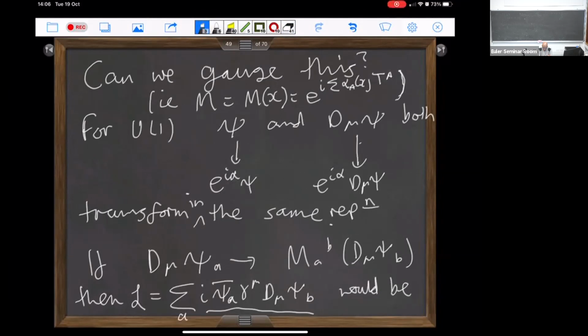And the idea is then to introduce a covariant derivative such that the covariant derivative of the field transforms in the same representation as the field itself. And then if we were able to define such a thing, then the Lagrangian at the bottom, where we've replaced the ordinary derivative with the covariant derivative, would be gauge invariant.